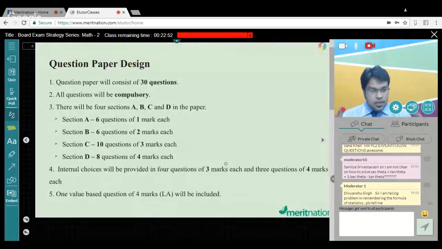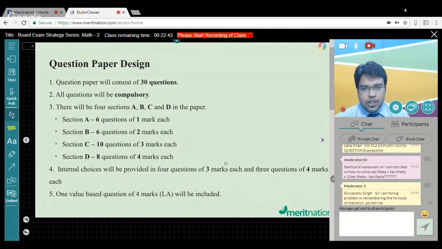Now comes basically the marking scheme. How to go about solving the exam in 3 hours. Right, the second part of today's session, wherein we'll discuss basically how we allocate the time for different sections, and how to maximize our score.